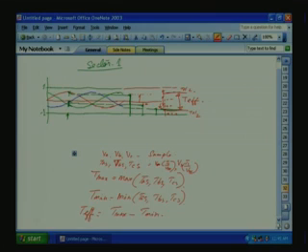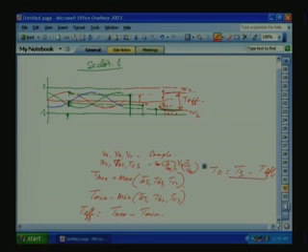Now, how will we find out T0? Very easy. T0 is equal to TS minus T effective.